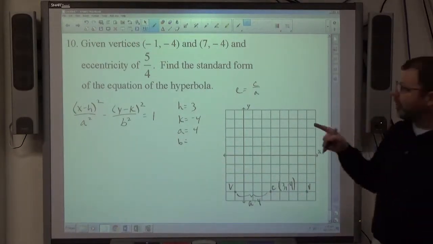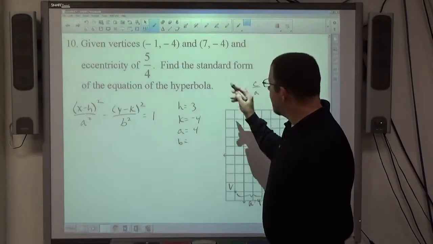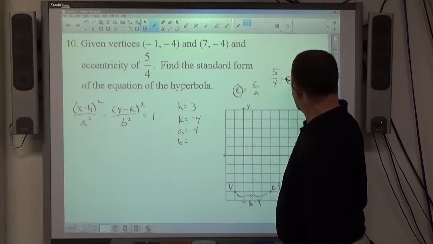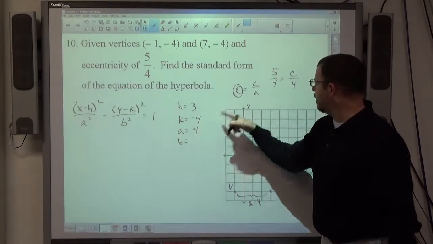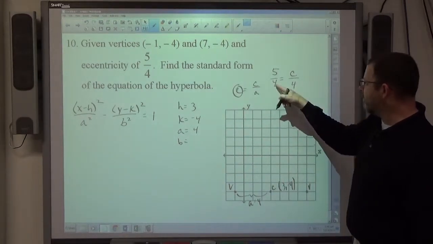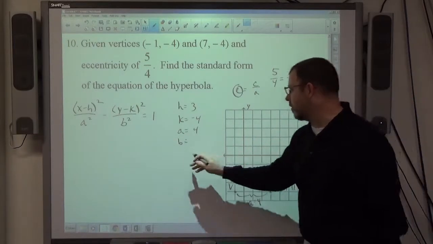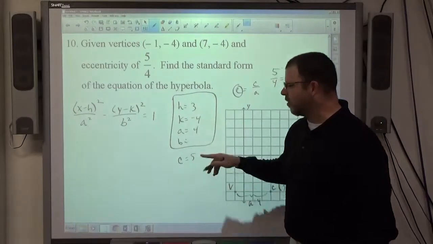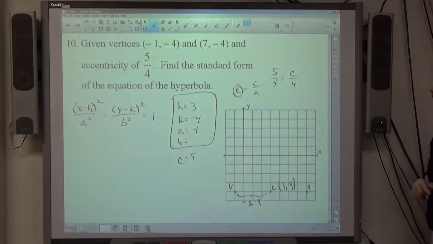I know the eccentricity, so the eccentricity 5/4 equals c over a. We just found a to be 4. And just like before, the fraction denominators are the same, so the fraction numerators have to be the same. So I know c is equal to 5. Again, these are the numbers I need to know. c is quite often useful in finding some of those numbers.